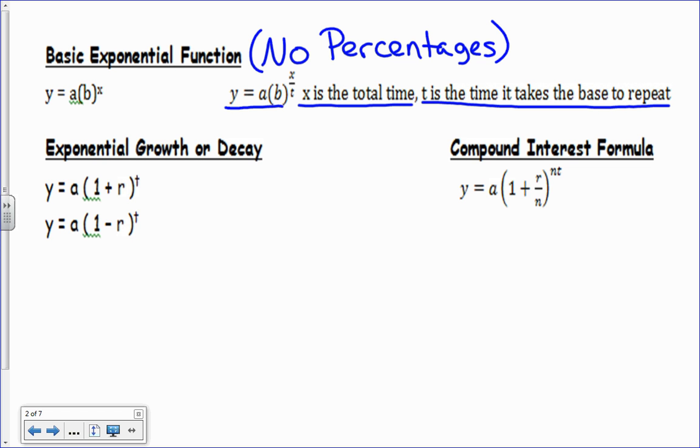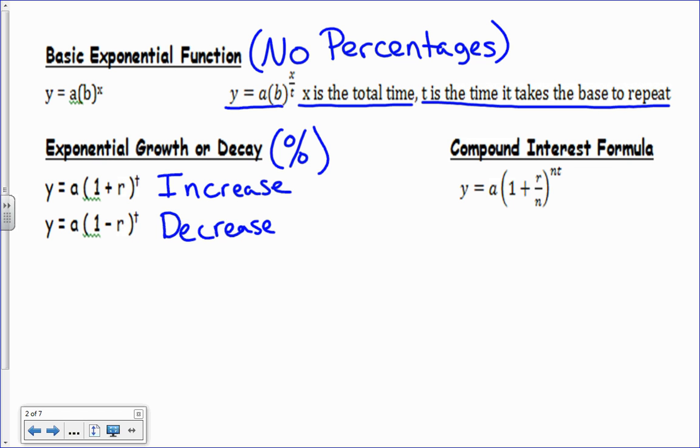These other types, the growth, decay, and compound interest, have percentages. The first one, 1 plus r to the t, that's an increase, a growth. 1 minus r is a decrease, a decay. It'll have a percentage. Now over here, the compound interest, it will say compound. And again, it has a percentage, but it's going to say compound.